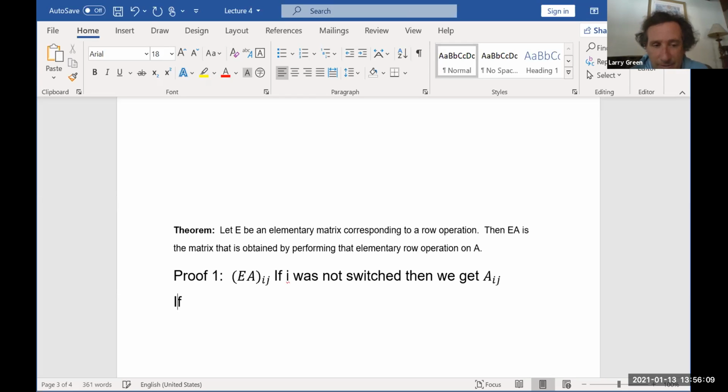So if I is one of the switched rows, then what happens? Then a_ij is the same as your A, except something's going on here. And what's going on here is we switch the E rows. And what does that do? That means the 1 got moved. Does that make sense?